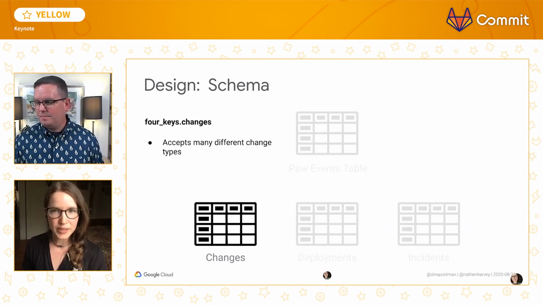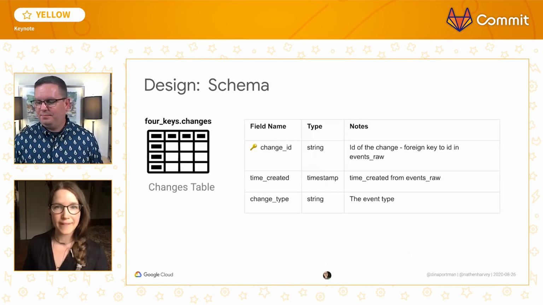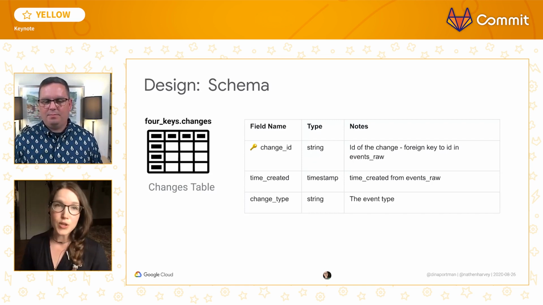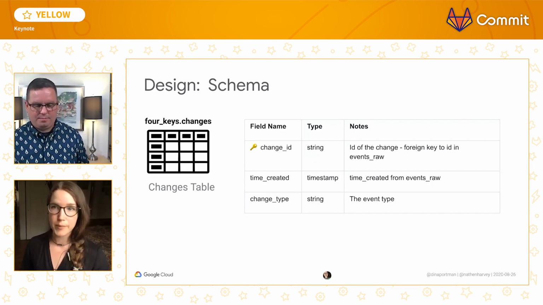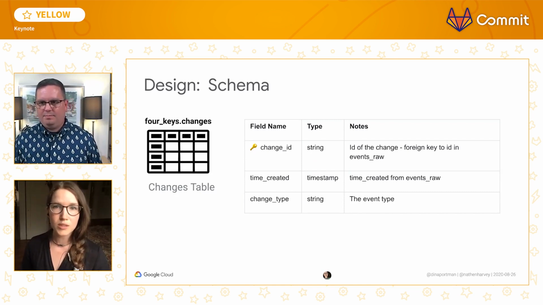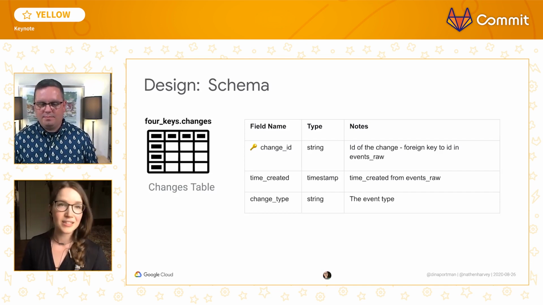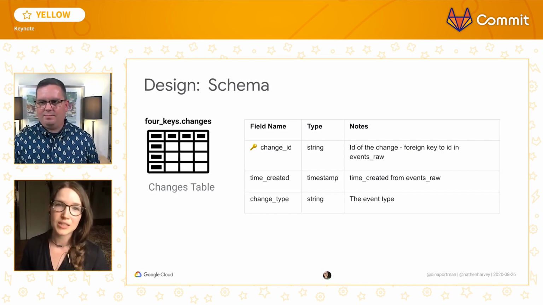Changes is the next derived table. It's a pretty straightforward query from the event's raw table. We just need a list of all the changes. So we have the change ID, time created, and change type. It could be you only want to include commits. Maybe you want to include commits and merge requests. Or maybe you want to also include configuration changes in the infrastructure. Since this is a derived table, you can adjust what is included in the changes table via the SQL script.